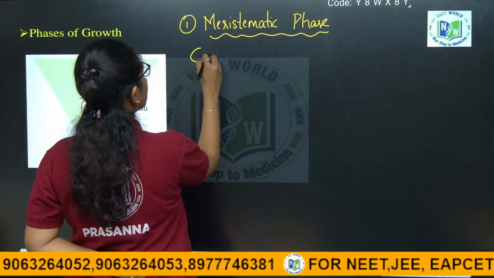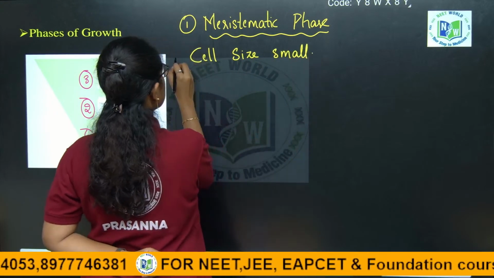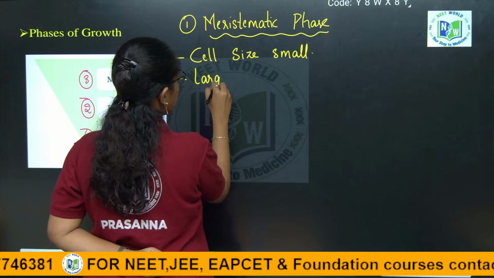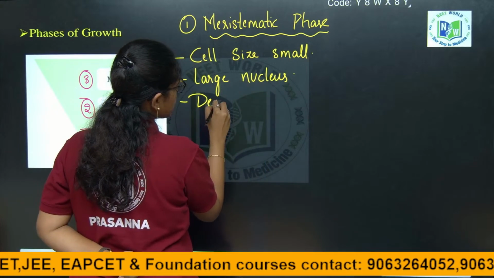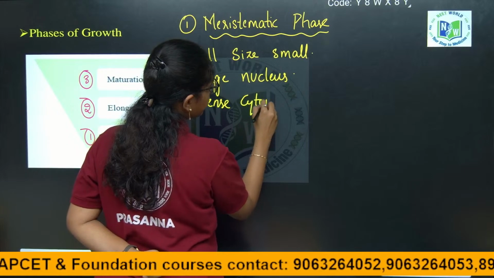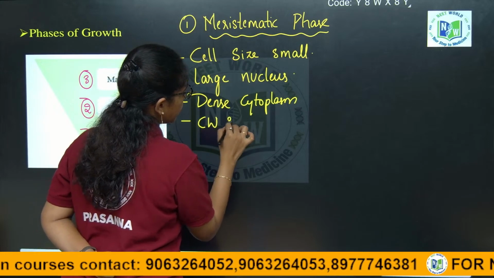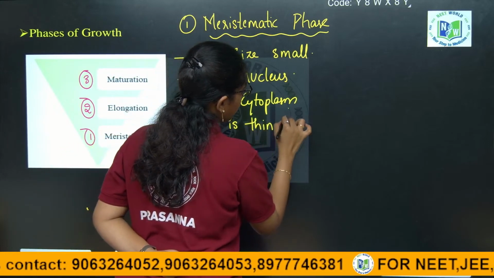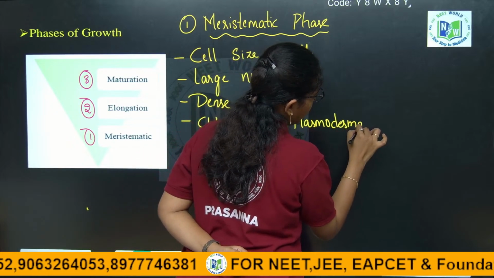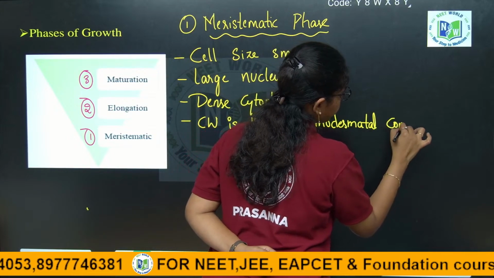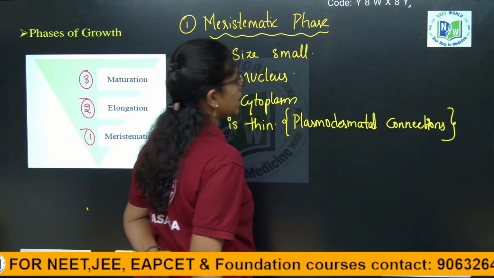Cell size is small, and you can see a large nucleus, dense cytoplasm, and the cell wall is thin with plasmodesmatal connections. Clear? Cell wall is thin with plasmodesmatal connections.